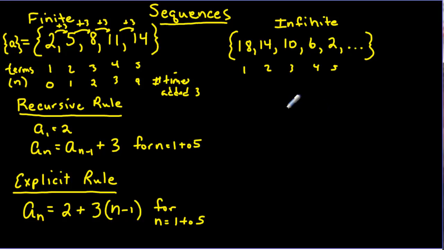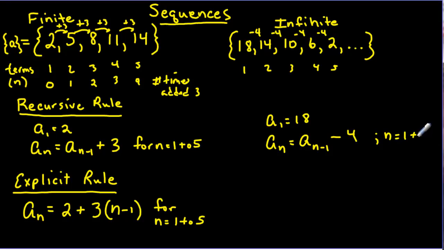So let's look at this over here, and let's also make both a recursive rule and an explicit rule. Here we're starting with 18, and going from here, we are subtracting 4, subtracting 4, subtracting 4, subtracting 4. So to get our next item, we take the previous item, a sub n minus 1, and then we subtract 4. And this is for n equals 1 to infinity, where n are the positive integers. Again, this was the recursive rule.